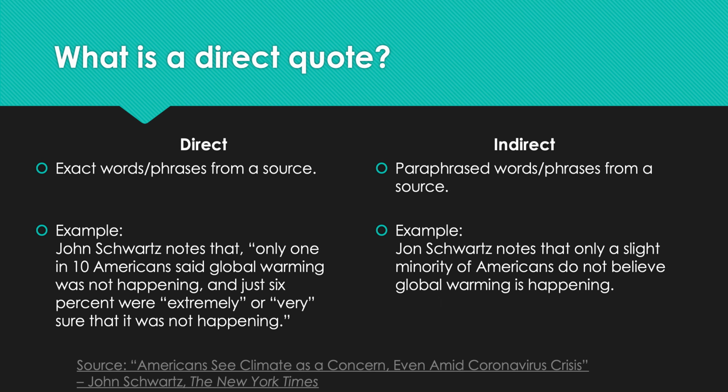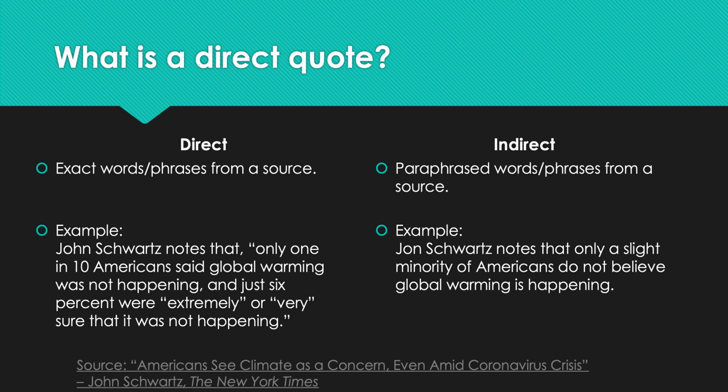So on the left-hand side of the screen, it says John Schwartz notes that, quote, only 1 in 10 Americans said global warming was not happening, and just 6% were extremely or very sure that it was happening, end quote. So you can see in this bottom left quote that we have not only statistics, but we also have the kind of wording that was used in the survey to figure out how many Americans believe global warming is happening.